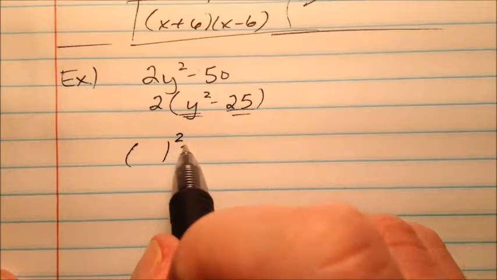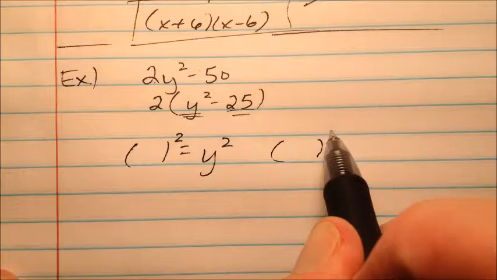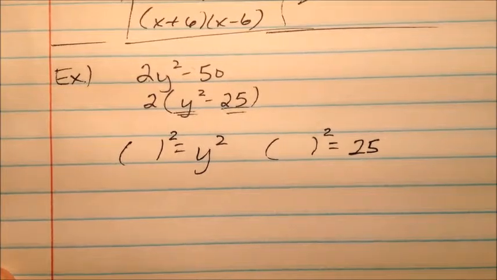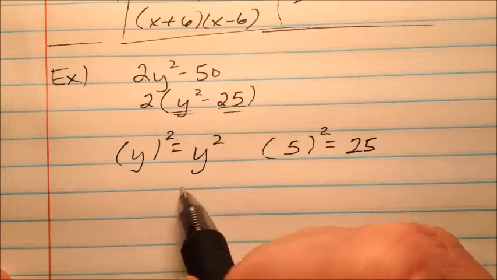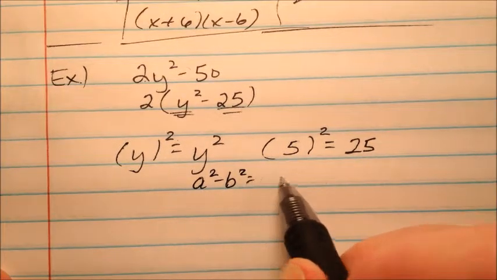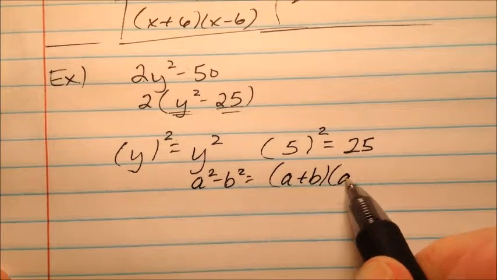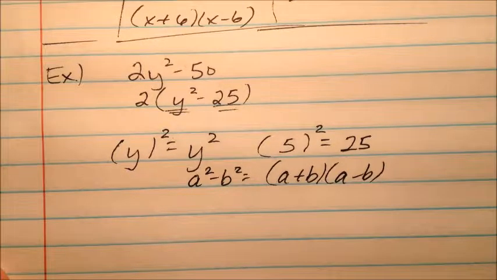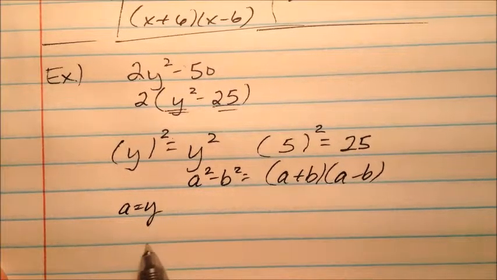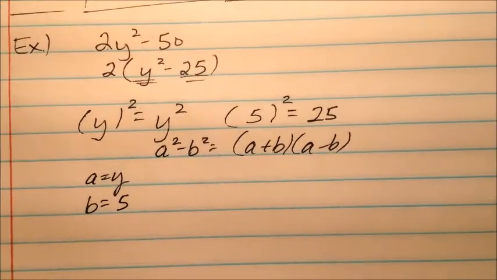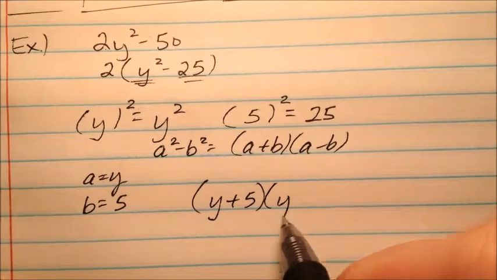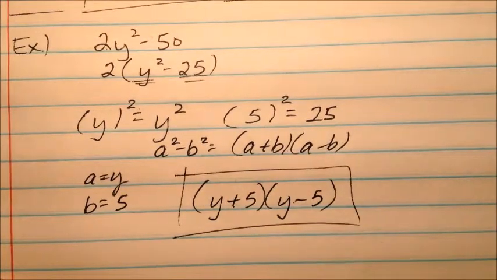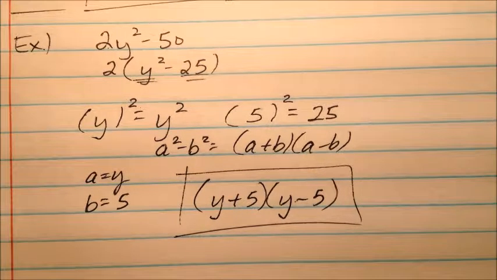So you ask yourself, what got squared to give me y squared, and what got squared to give me 25? Well, y was squared to give me y squared, and 5 was squared to give me 25. So in our formula of a squared minus b squared equals the quantity a plus b times the quantity a minus b, the a is going to be y, and the b is going to be 5, and we can just plug those numbers right into the formula. So y plus 5 and y minus 5. And that'll be how we factor 2y squared minus 50.